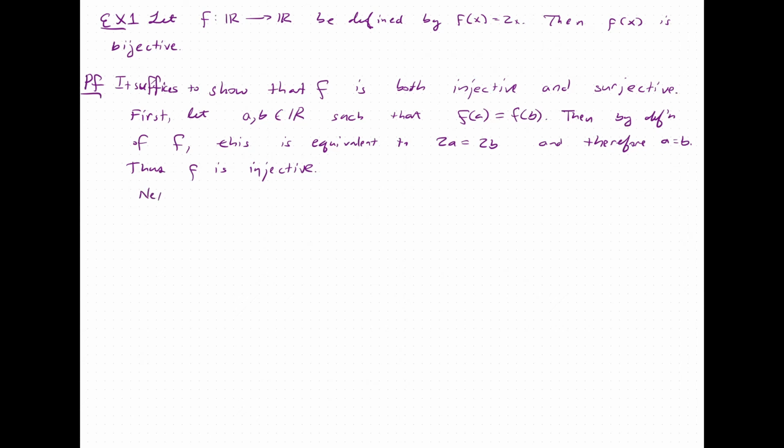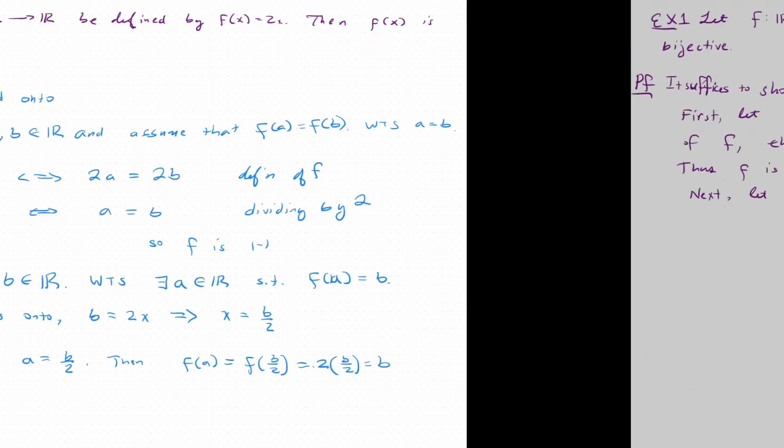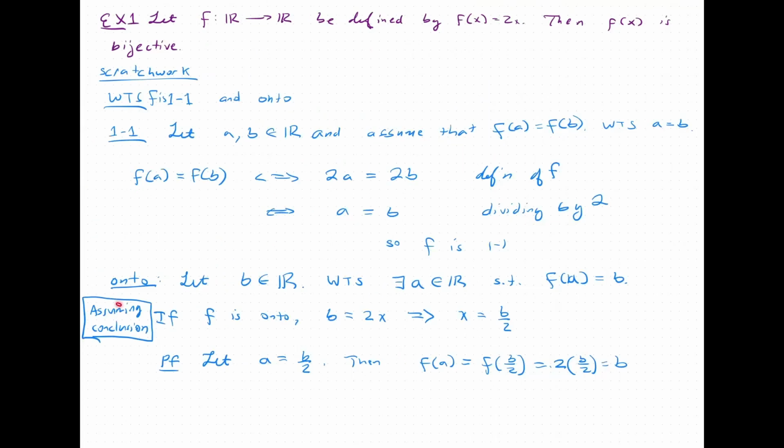So next, let b be a real number. And in our scratch work, we started off by assuming the conclusion, and that's something you want to get in the habit of. In the scratch work, assume the conclusion, find that corresponding input that maps to that output. But when writing the proof, we go right to the output. So we have already found what we want.